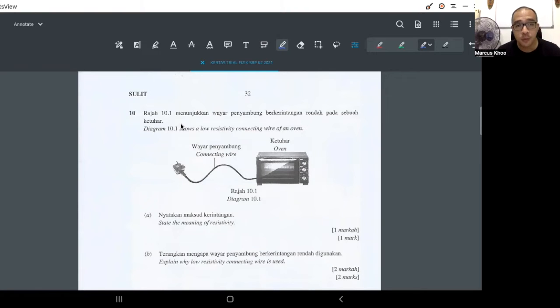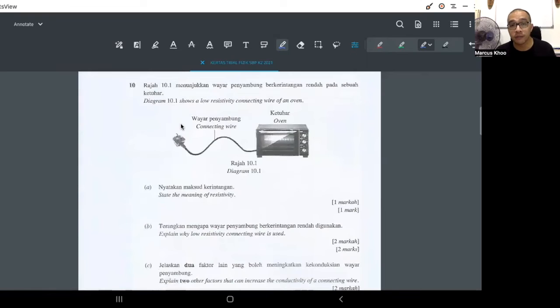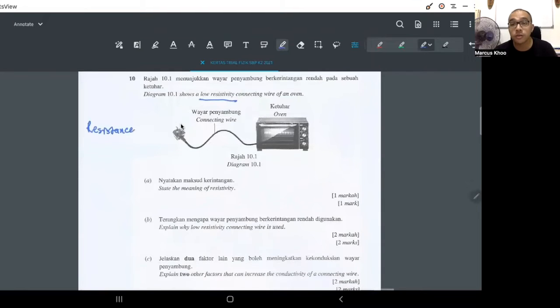Okay, diagram 10.1 shows a low resistivity connecting wire of an oven. So, connecting wire, low resistivity. Let's talk about it. State the meaning of resistivity. Now, this is different. Resistance, or rintangan. The definition of resistance is the ratio of potential difference to current. That's the definition for resistance.